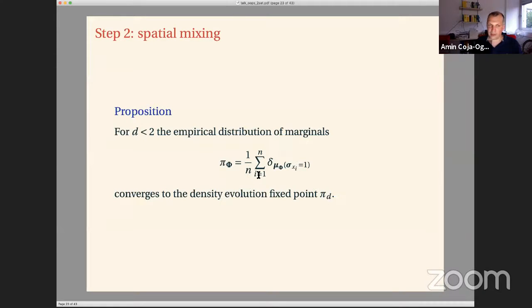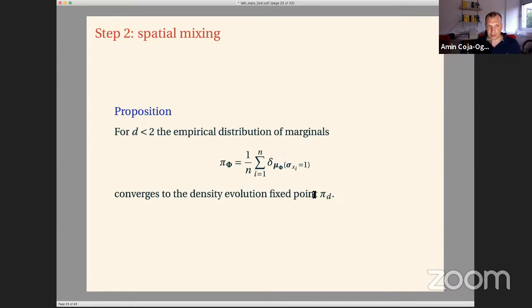Then we will prove that this distribution here converges in the limit as n goes to infinity to the unique solution of your density evolution equation. So this pi d is the unique solution to the stochastic fixed point equation that we just derived using the Banach fixed point theorem. And what we prove is that as you make n bigger and bigger, as you take the number of variables in your formula to infinity, the empirical distribution of the Boltzmann marginals actually converges to this magical fixed point distribution.